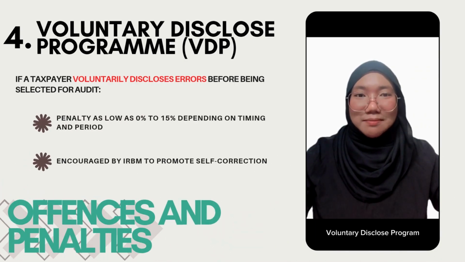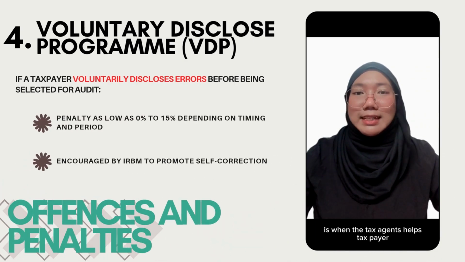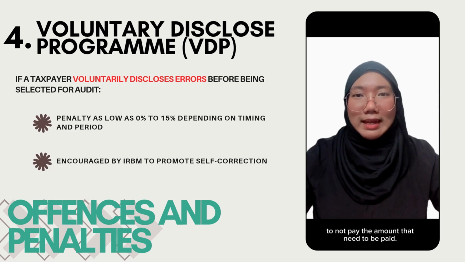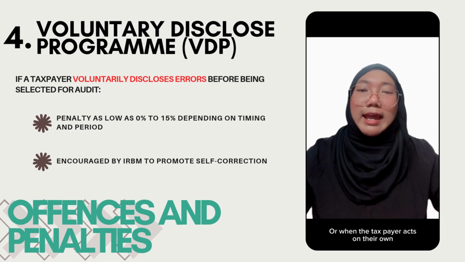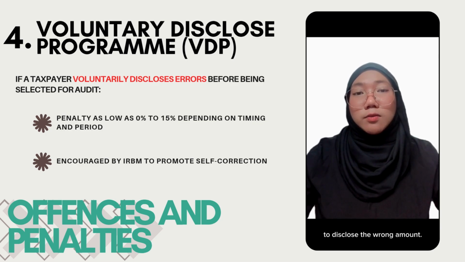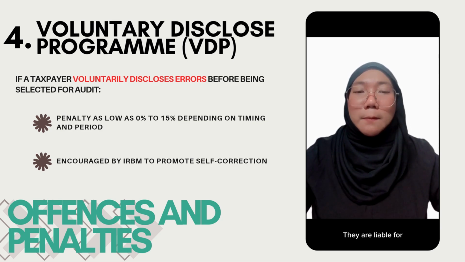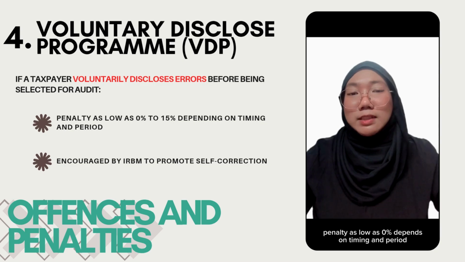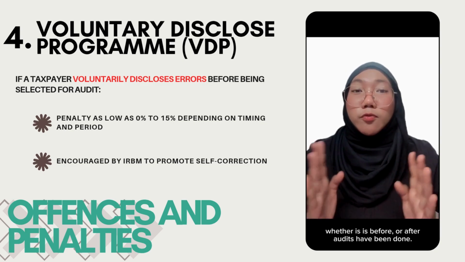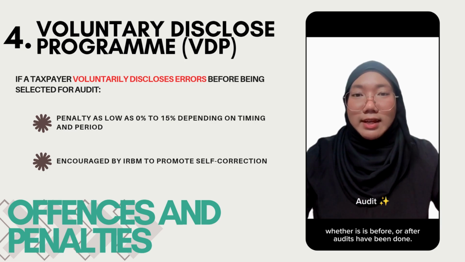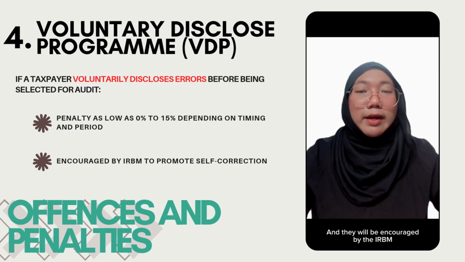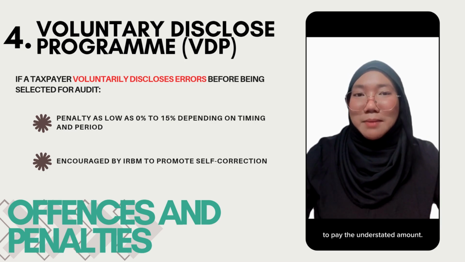The voluntary disclosure program is when the tax agents help the taxpayer to not pay the amount that needs to be paid, or when the taxpayer acts on their own to disclose the wrong amount. They are liable for a penalty as low as 0%, depending on timing and period, whether it is before or after audits have been done. And they will be encouraged by the IRBM to pay the other stated amount.